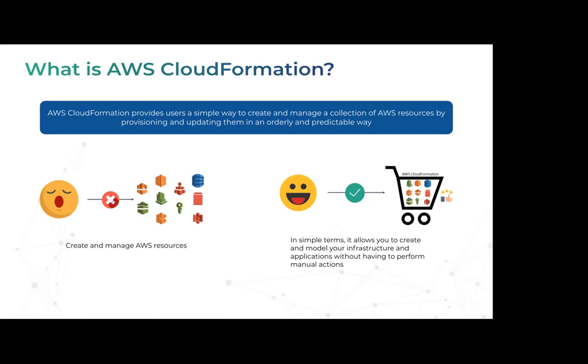There, CloudFormation makes and executes things in an orderly and predictable way. So it not only helps you manage your resources, but helps them execute in an orderly and predictable way. If we read the definition now, we'll understand it. AWS CloudFormation provides a simple way to create and manage a collection of AWS resources by provisioning and updating them in an orderly and predictable way. The same is what you can see in the picture below.